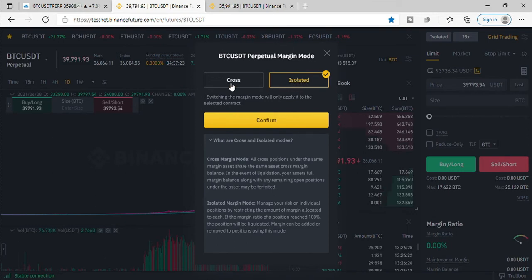Okay, when you're using cross, the money that you have left in your wallet will be affected by that trade. So if you don't want the remaining money that you have left in your wallet to be affected by the trade, then do not select cross. Cross is only for people that are advanced. So just don't select it. Just keep it in isolated for now.